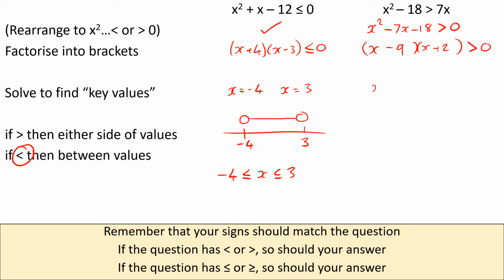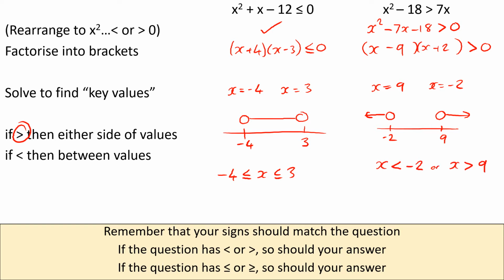And then key values there are obviously going to be 9 and -2. Sketch that down, so we've got -2 and 9. And then let's look at our symbol. Our symbol is a greater than this time, so we want to be either side of those values. So how would we write that down? We would say x is less than minus 2, or x is greater than 9. So again, we match the fact that there is no equal to in the original question, so there's no equal to in our answer as well.